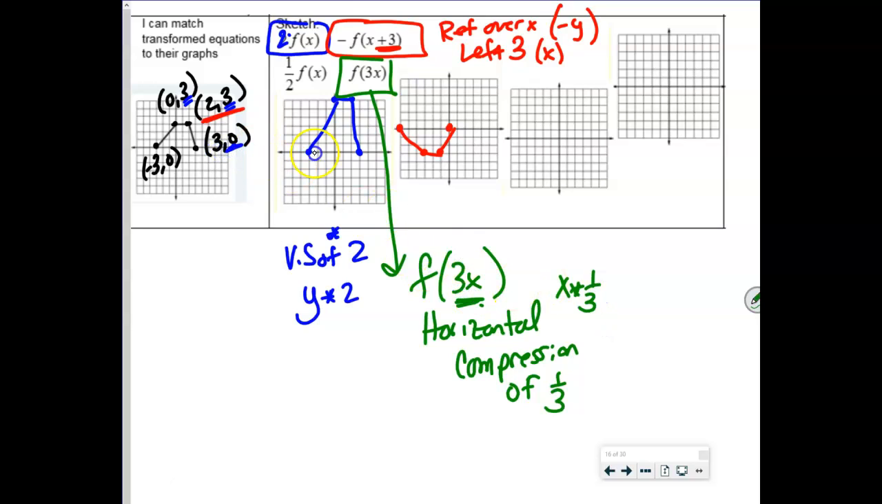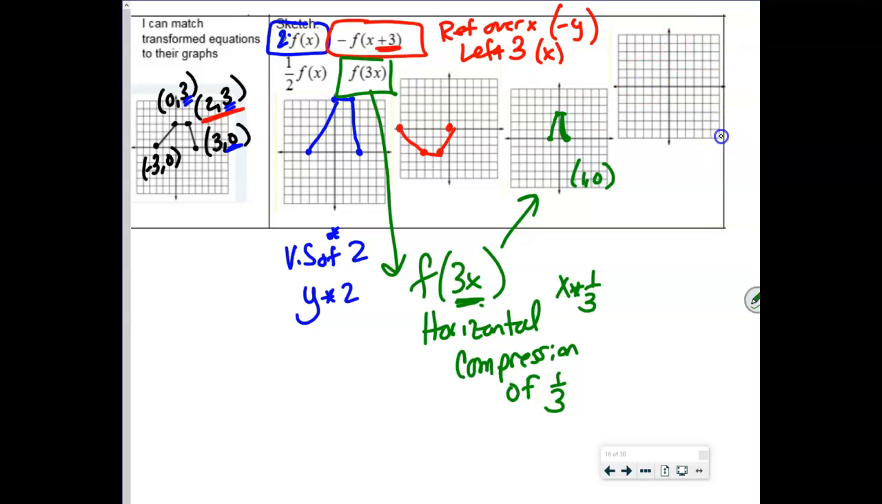So 3, 0 is all of a sudden going to be at, I'm going to do over here, at 1, 0. And then 2, 3, if I thirded this, I'd be at 2/3, 3. Gross. I'm not going to be able to draw that. And then 0, 3 is still going to be at 0, 3. Oh my gosh, come on. All right, and then -3, 0 is going to be now at -1, 0. I know, right? How am I supposed to? What the heck is that?